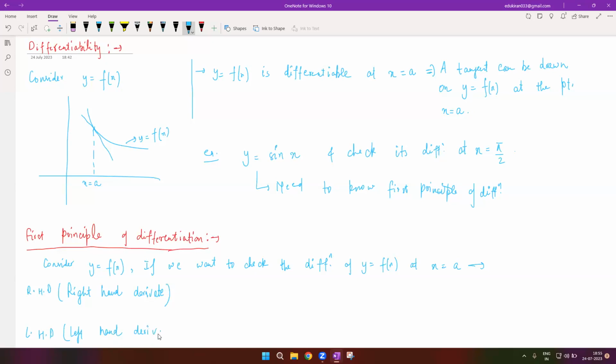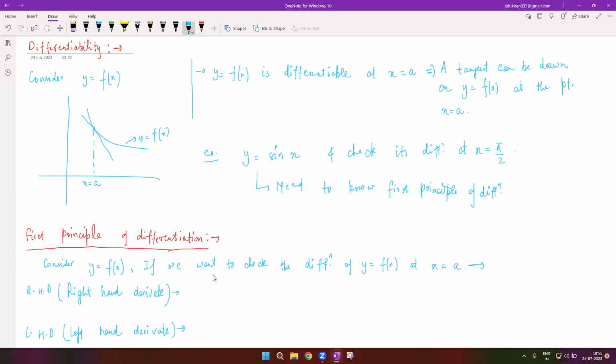If these two things are equal for the given function, then we say that the given function is differentiable at the given point. Right now, the given point is x equals a. And if they are not equal, then the function is non-differentiable, right? But if a function is differentiable, then we can use only one of them to find the differentiation. We'll talk about that later on. First, just to understand the concept.